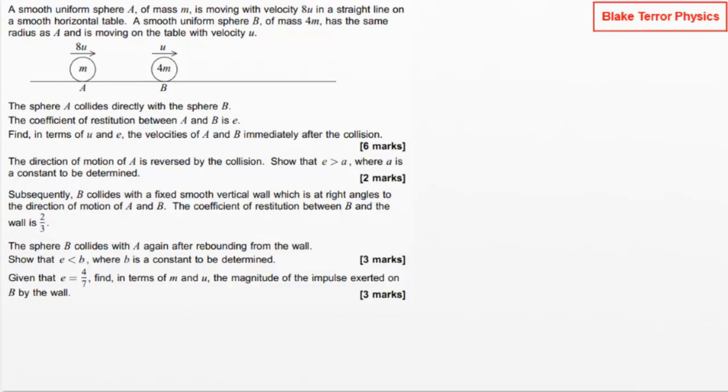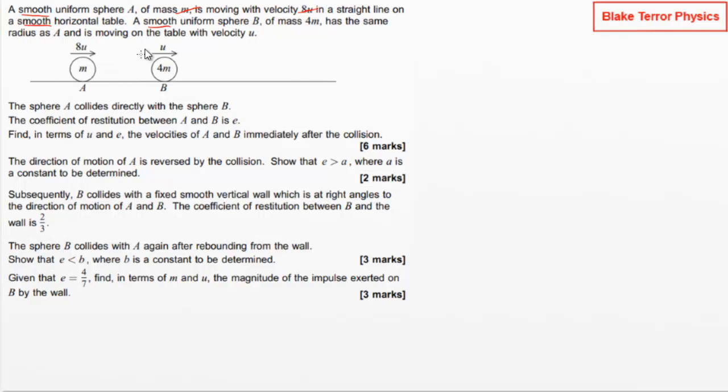Hello, in this video we're going to look at the classic collision question where you just have a couple of spheres rolling around hitting each other. So let's see if there's anything in the question that isn't in the diagram. Smooth uniform sphere A, emphasizing smooth all the way through this. Mass M, that's there. Moving 8U, that's there.